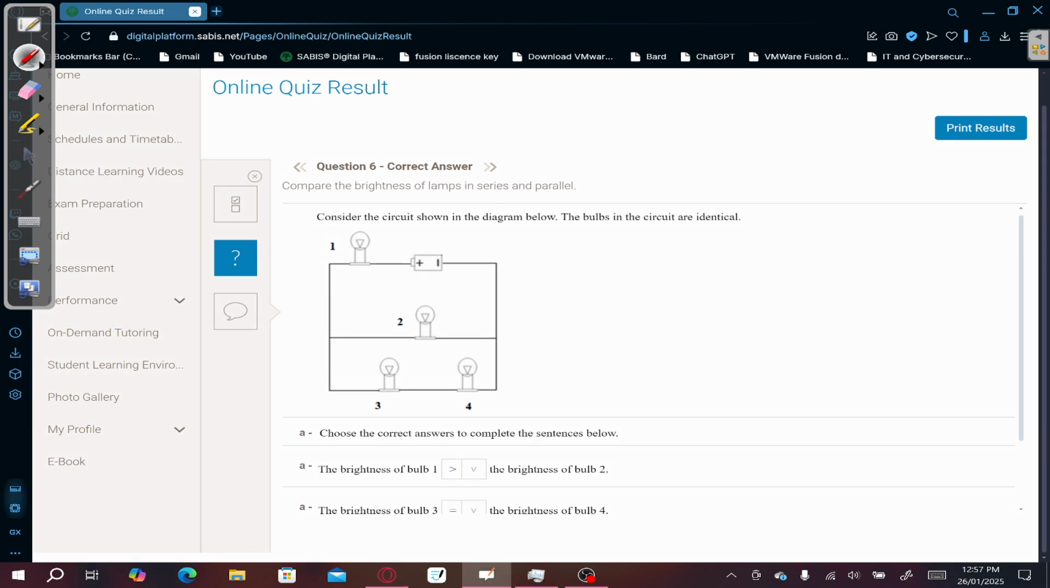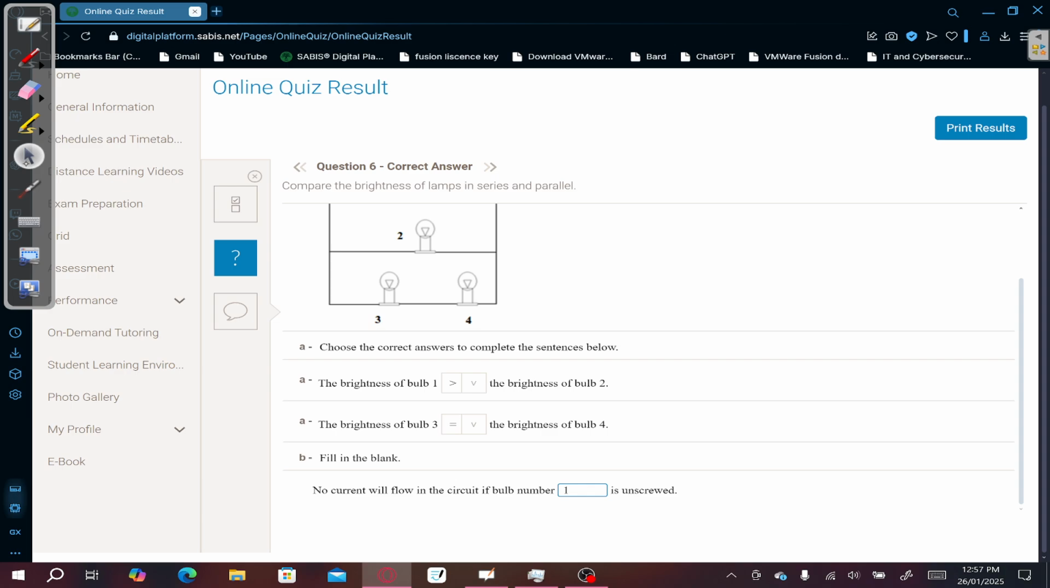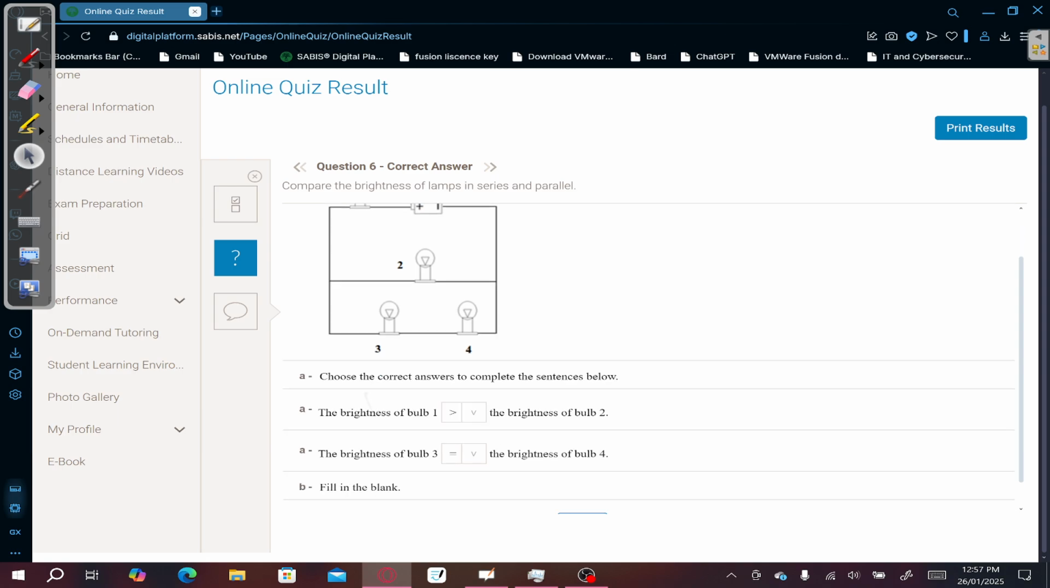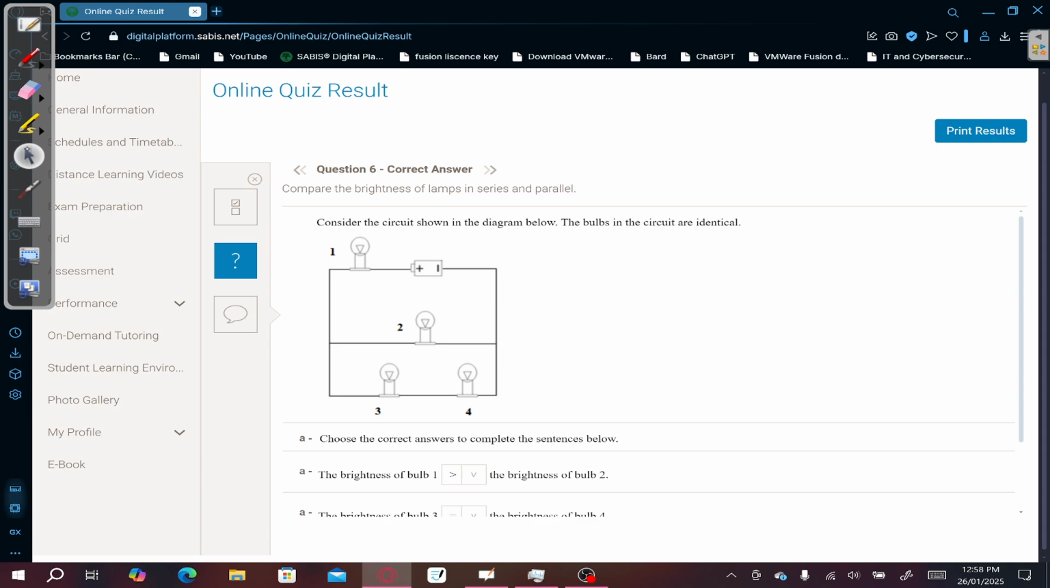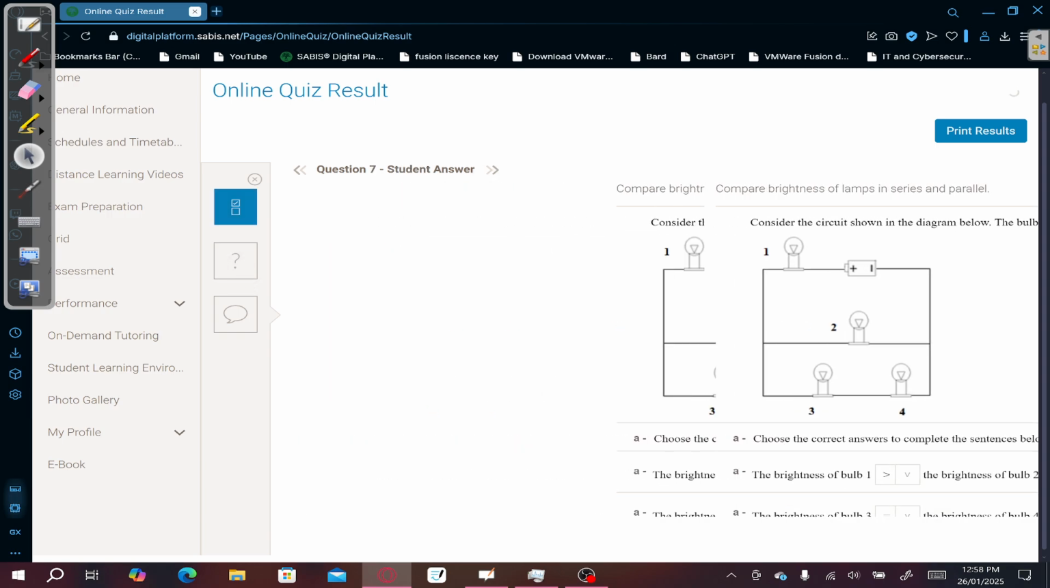Now, if you remove this, there's going to be a gap between this point and this point, meaning that current cannot flow. So no current will be conducted for part C or part B. No current if bulb number 1 is unscrewed. If you unscrew bulb 3, it will still go to bulb 2. Like if you unscrew this, nothing will go through here, so obviously this will die. However, this will be its own circuit and it will still receive current. So obviously bulb 1 is the most logical answer, and it's the one that makes the most sense.